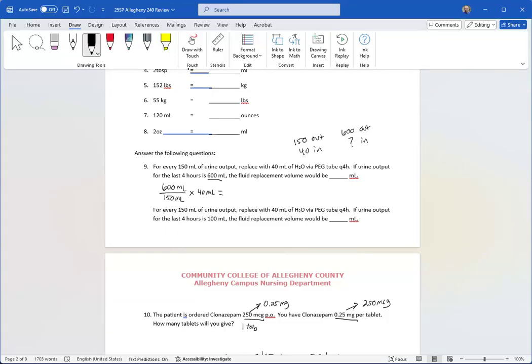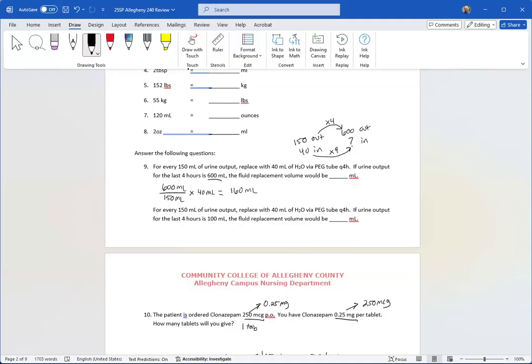So if I take 600 over 150, that is 4. So 4 times 40 is 160 milliliters. Or just plug it into your calculator: 600 times 40 divided by 150. And like I said, you'll get the same answer, 160. What I did was ask, what's the multiple from going from 150 to 600? It's times 4. So that's the same multiple I'm going to use to calculate this. You're trying to relate the information.